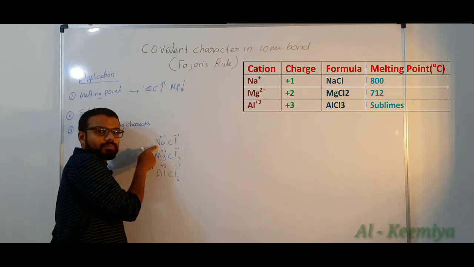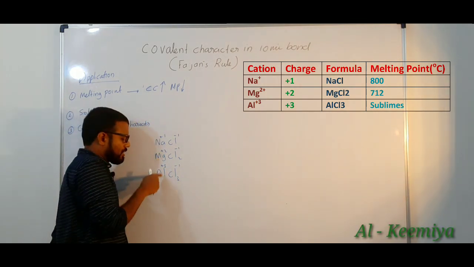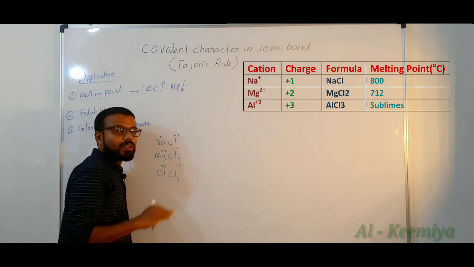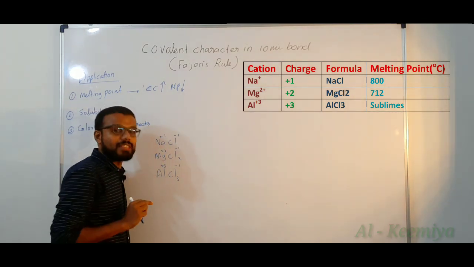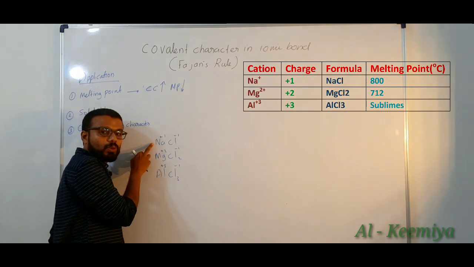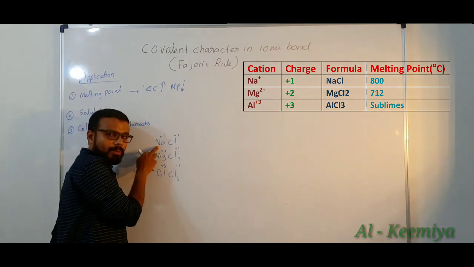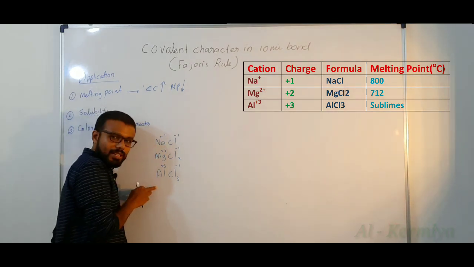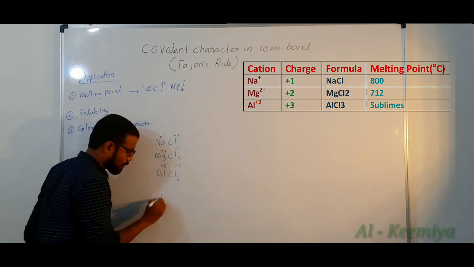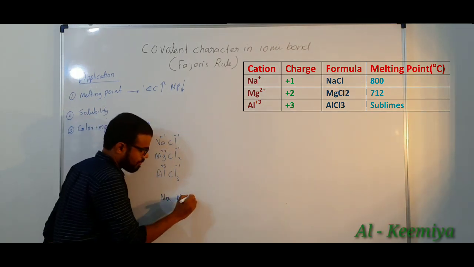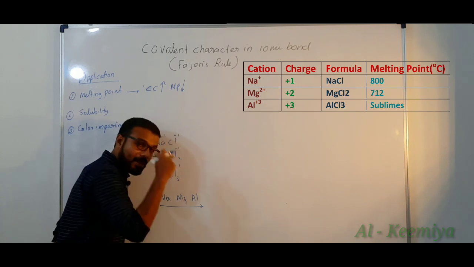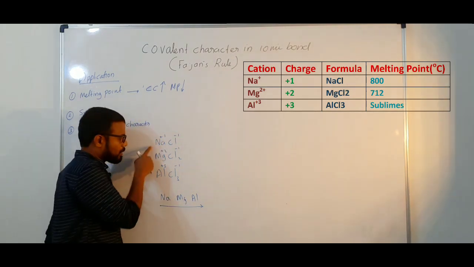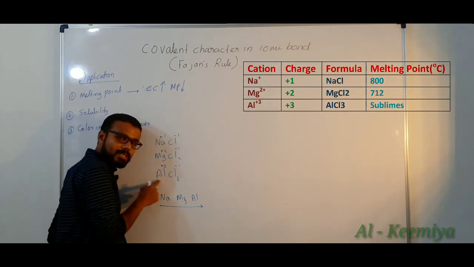Similarly, Na, magnesium, aluminum, all these elements belong to the same period. So when we move from left to right, sodium is what? Atomic number 11, this is 12, this is 13. So when we move from left to right, sodium, magnesium, Al, atomic size decreases. So smaller the size of cation, aluminum is smaller.